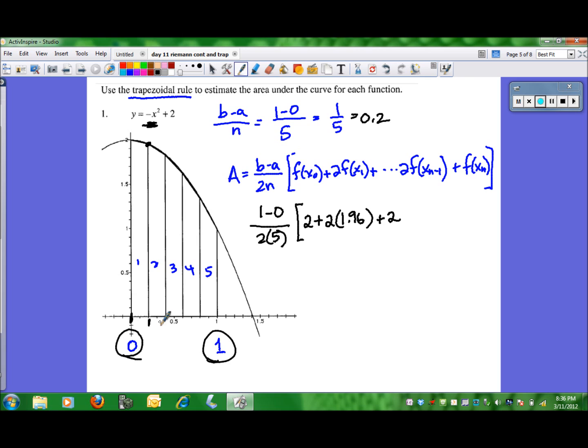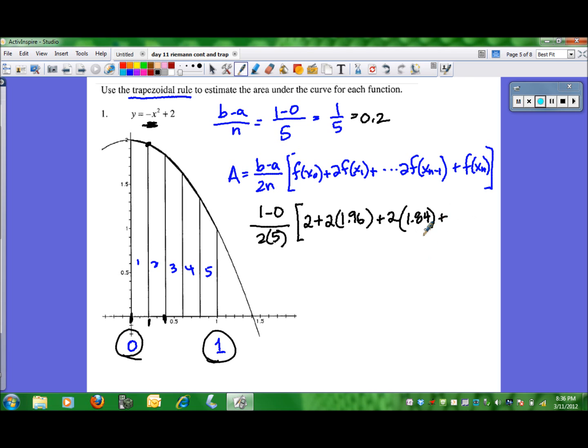Plus 2 times the next one. This is 0.4. So we're evaluating at 0.4. I plug it into there. Okay. And when I do that, I should get 1.84. I'm doing this all in my head, so I'm hoping I'm not making any mistakes, and I shouldn't be. I'm at home doing this.